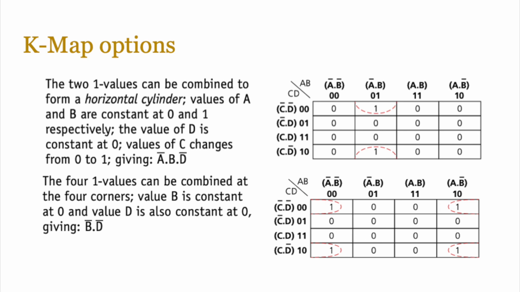Now if you look at the first K-map on the top right, you can see that there's a 1 on the top and 1 on the bottom, so we're going to create that circular horizontal cylinder, and that pair can be resolved. So in this case, the output is going to be not A, B, and not D, because the C and not C cancel out.